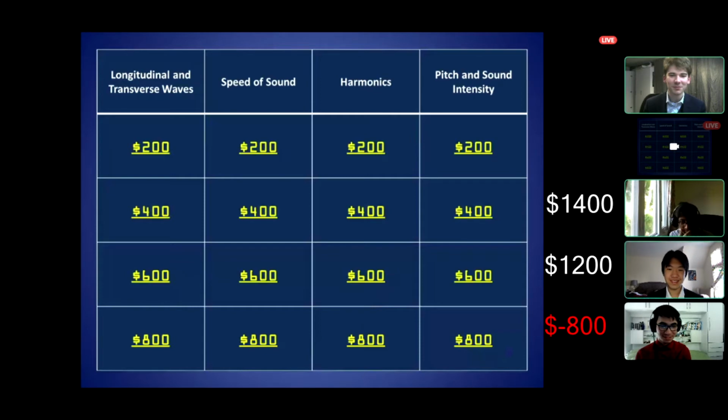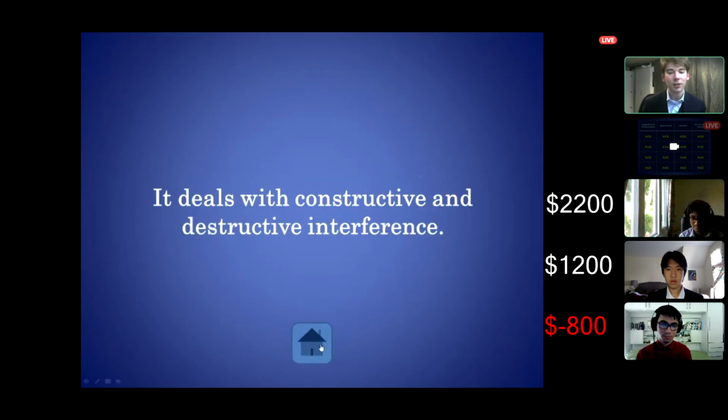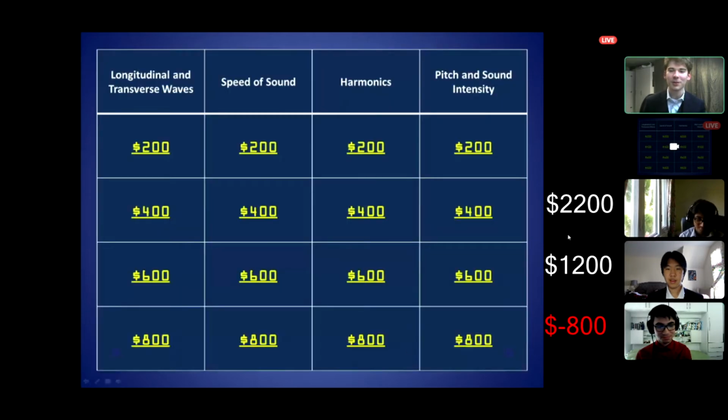I think I'm gonna take longitudinal and transverse waves for $800. For 800 again. Explain the principle of superposition using the term interference. Something with constructive and destructive interference, I'm pretty sure. Let's see. It deals with constructive and destructive interference. Very well done. Bowen, you're up next.